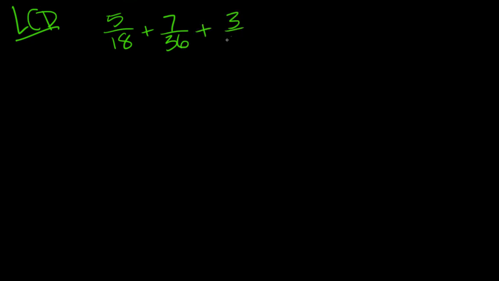This video is going to be on how to find the lowest common denominator, also known as the LCD. So let's say, for example, that I am looking to add 5/18 plus 7 over 36 plus 3 over 40 plus 13 over 150.